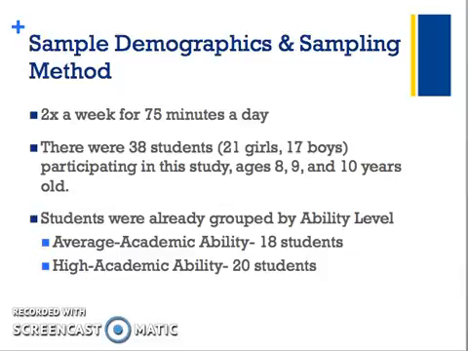Sample demographics. The study was done 2 times a week for 75 minutes, and that was for the whole reading class. I had 38 students total, 21 girls, 17 boys. Participating in this were students ages mainly 8 and 9, but at the very end of the school year when they were taking their post-test, many of them had had a birthday already and they had turned 10 years old. So most of them were 8 and 9 years old, but there were some that were 10 because they had a birthday and they were an older student. They were grouped by ability level. Average had 18 in that class and the high class had 20.